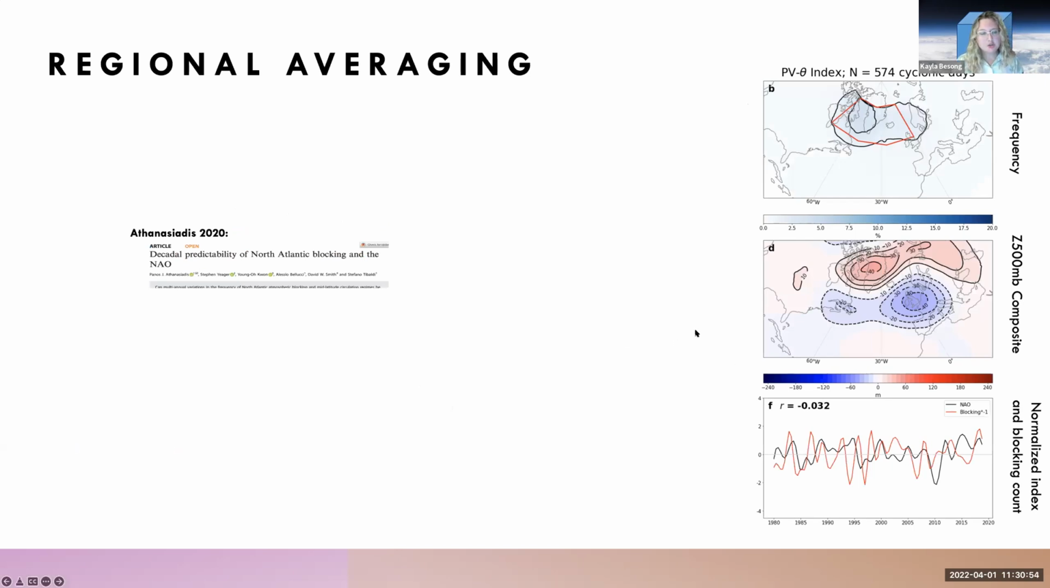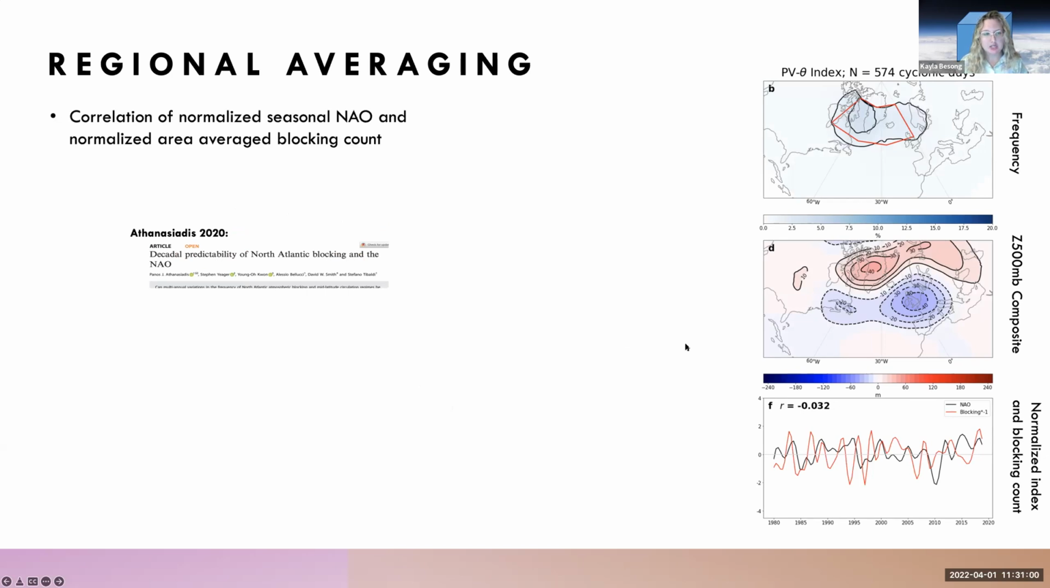So a common way to do this correlation, and again, I'm following the methods of these previous papers, is to do this regional averaging. And you take the correlation of normalized seasonal NAO and the normalized area average blocking count. And so I did that with that cyclonic blocking, as mentioned, or that high latitude blocking, where they were getting these high correlation values. And so here we have the normalized blocking count in this region with the NAO, and I didn't really get a strong correlation at all.